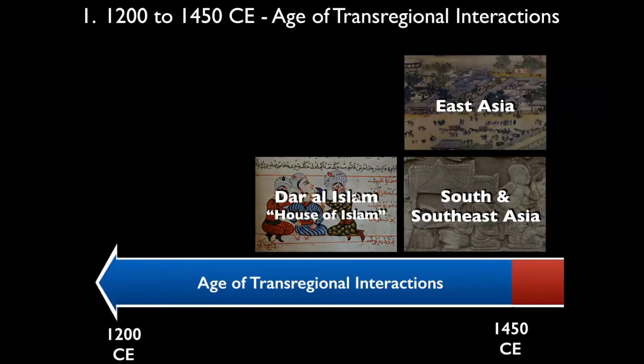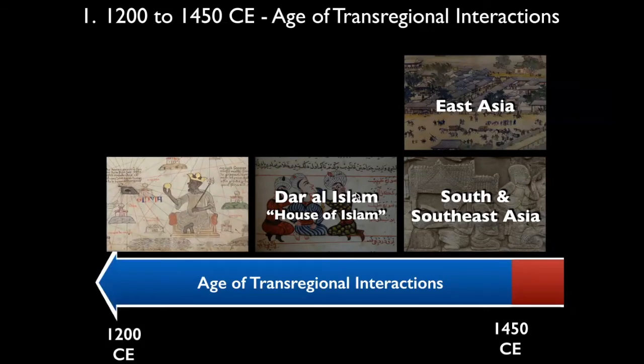We're going to spend some time on what's known as Dar al-Islam, or the House of Islam, the Islamic world, which the center is in the Middle East, but really the Islamic world, by 1200, had spread all the way from India, all the way across North Africa and into Spain. So we'll spend some time learning about the Islamic world.